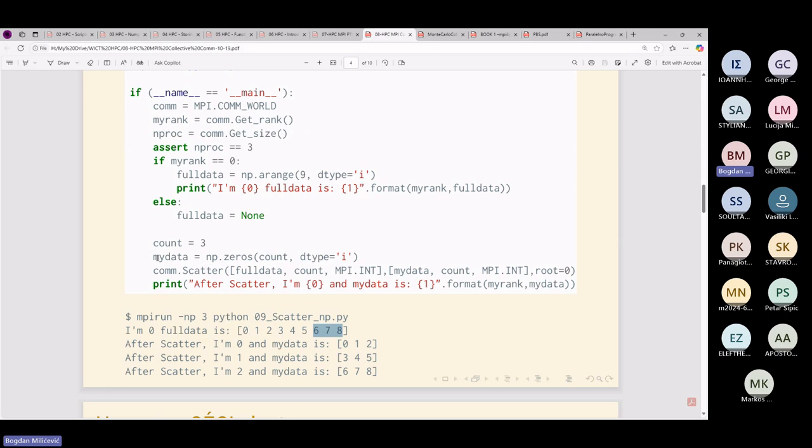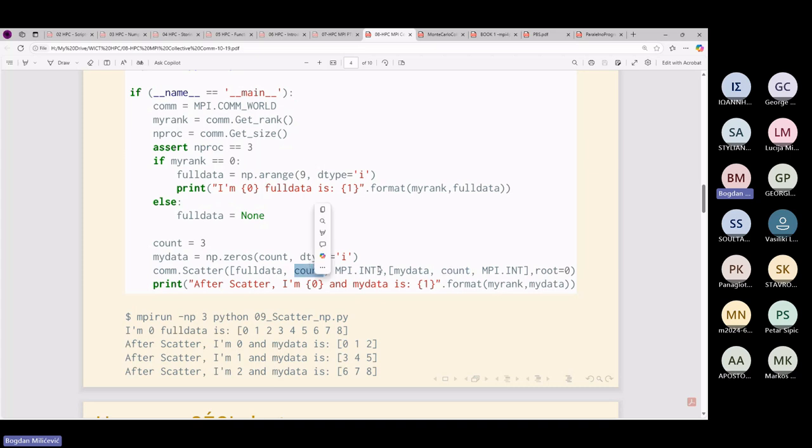And how are we doing this? My data is only used as a storage where we will save these 3 variables. Then we are performing the scattering. From whom are we performing the scattering? From process 0. What data are we scattering? This one. So we are scattering full data. It is of type MPI int, and we are receiving the data in my data. It is also of type MPI int. Both of these are 3, but the first actually means 3 times the number of processes, and the second is 3 just because I want to receive 3 values.